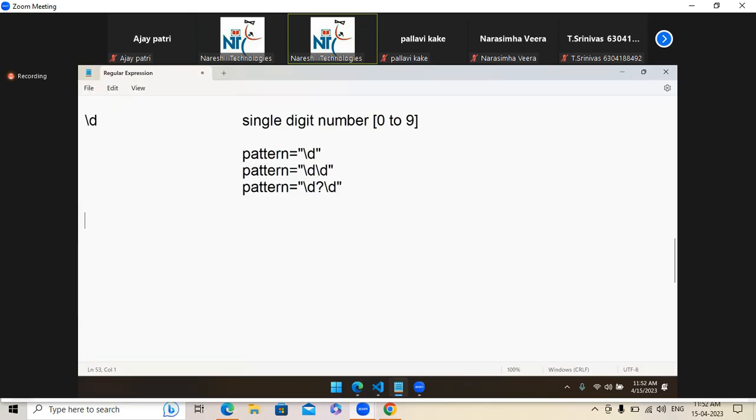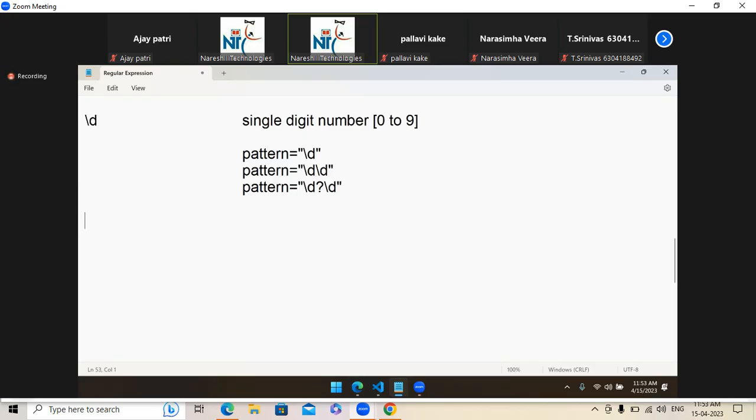We have quantifiers. Quantifiers tell quantity. You can specify the number 5 to 10, 4 to 15. How to write that, I will show you. Currently, we are learning meta characters. Then later we will see quantifiers. Right, \d is for only numeric.